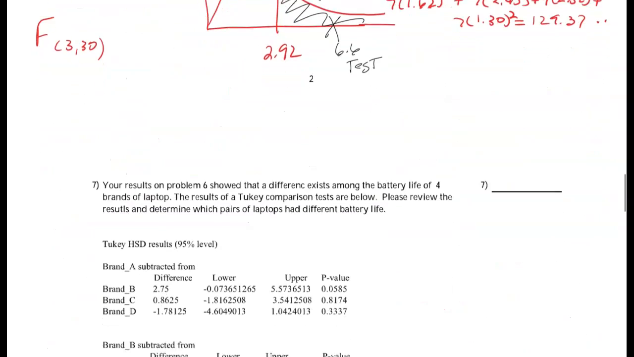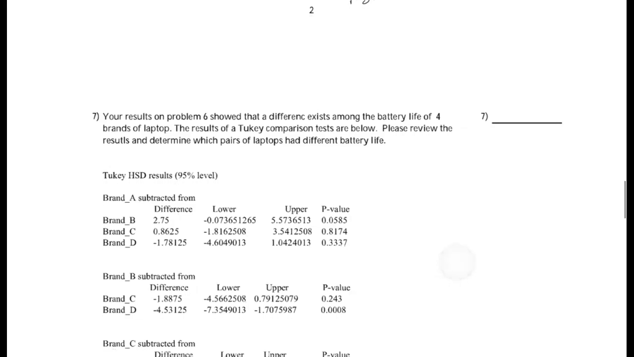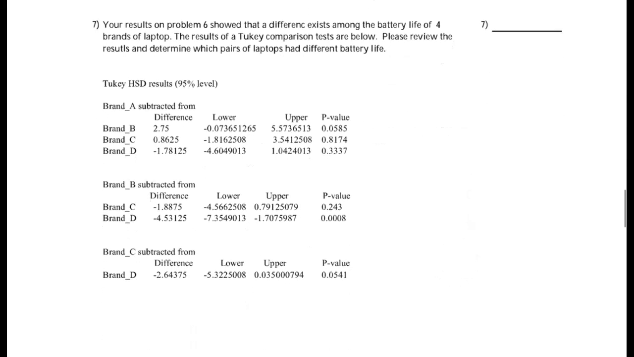That's where you have to do a Tukey. I showed you how to do a Tukey test in StatCrunch. So here's a readout of the Tukey test for this particular problem, and we're going to try to figure out where differences occur. The first thing they do is find brand A and compare it to B. Does a difference exist between brand A and B? Well, let's look at the p-value.